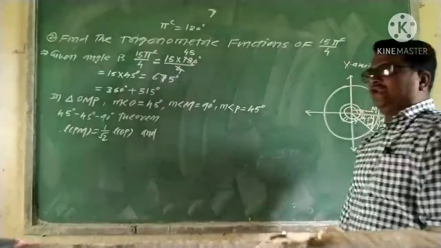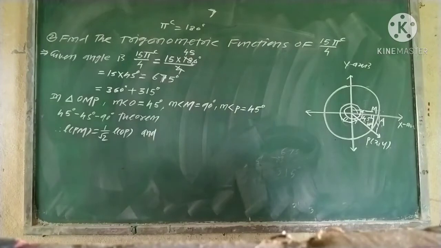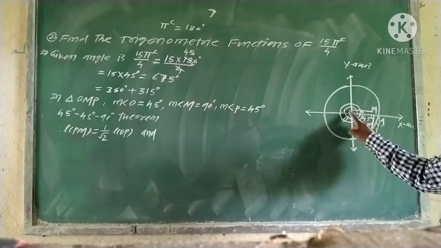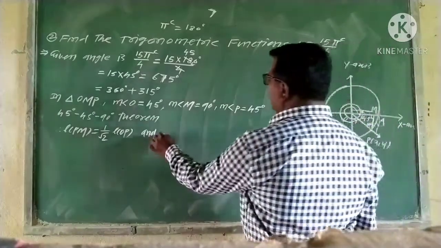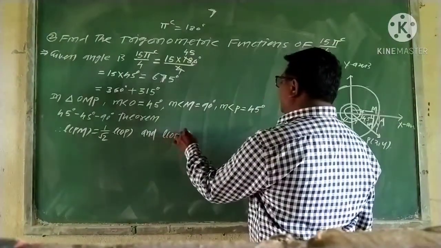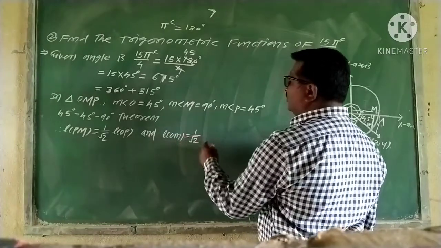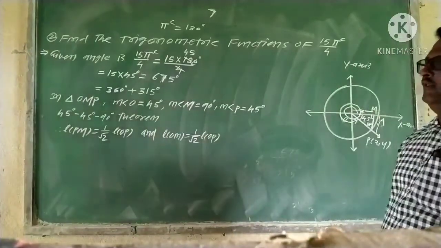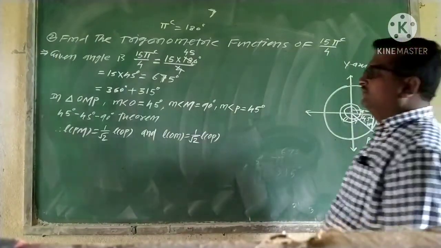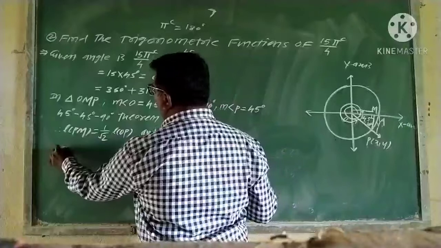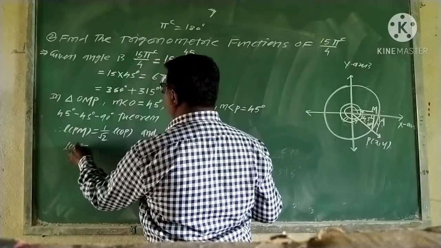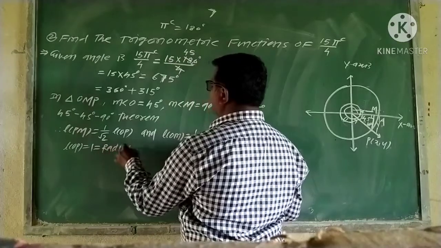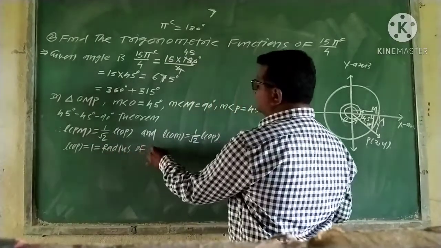Next, similarly, this angle is 45 degrees. Its opposite side is OM, so length OM equals 1 upon square root 2 times length OP. Now by this figure, length OP equals 1, equal to the radius of the unit circle.